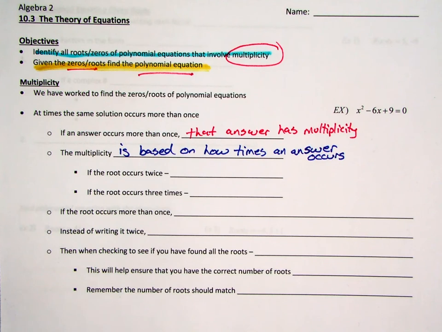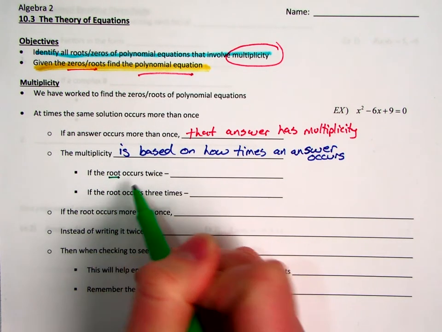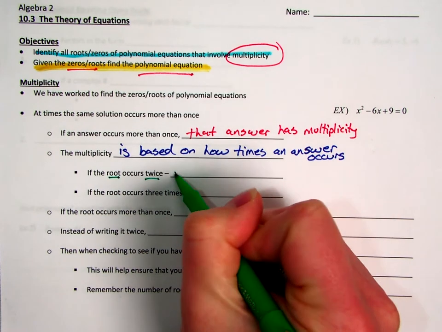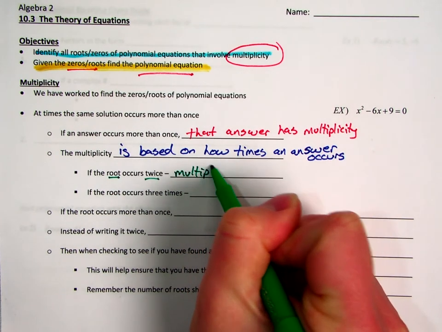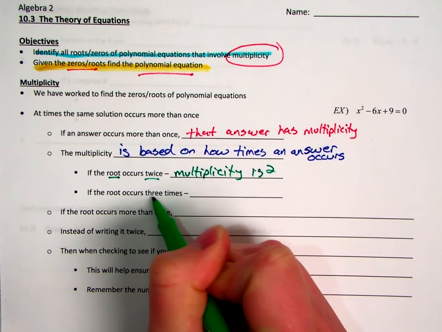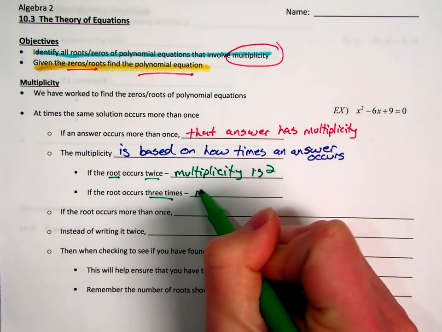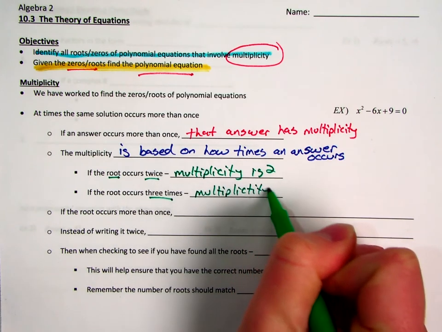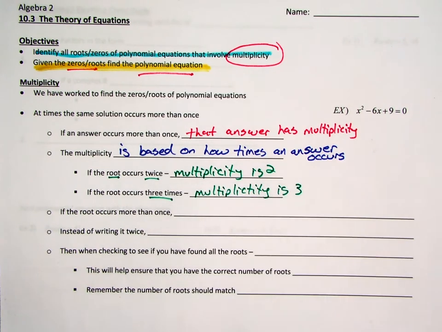So if we solved and we saw that that root or the solution or whatever you want to call it occurs twice, then we say that the multiplicity is 2. If it were to occur 3 times, then we would say the multiplicity is 3. If it occurred 4 times, then the multiplicity would be 4, so on and so forth.